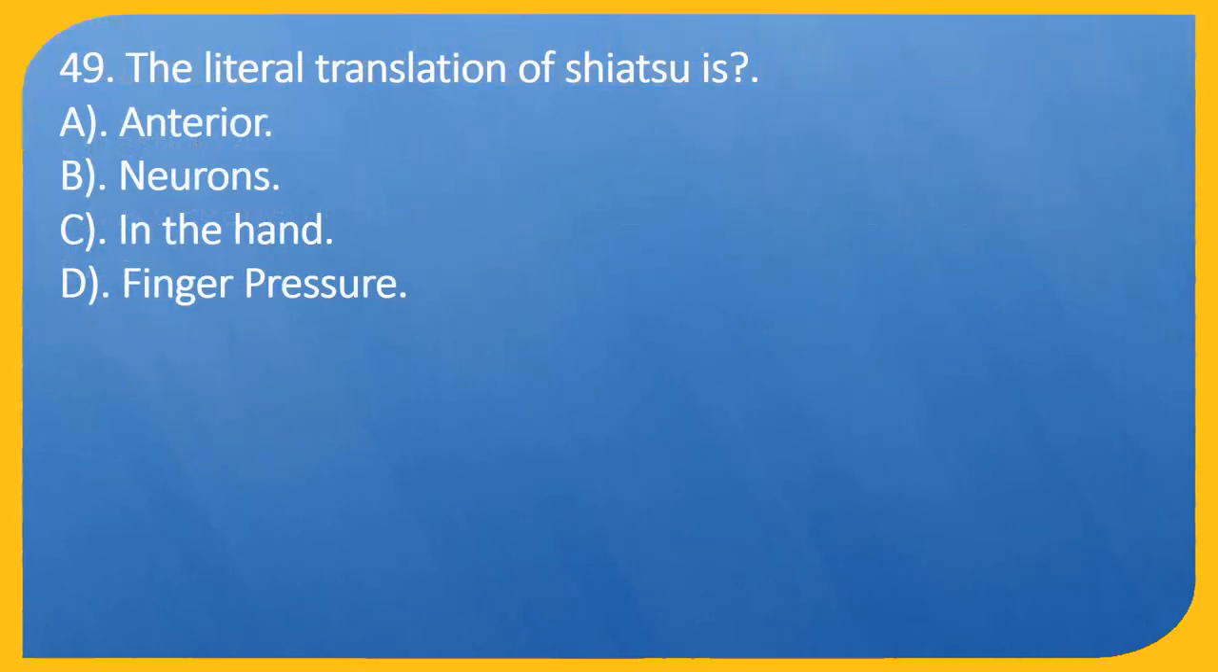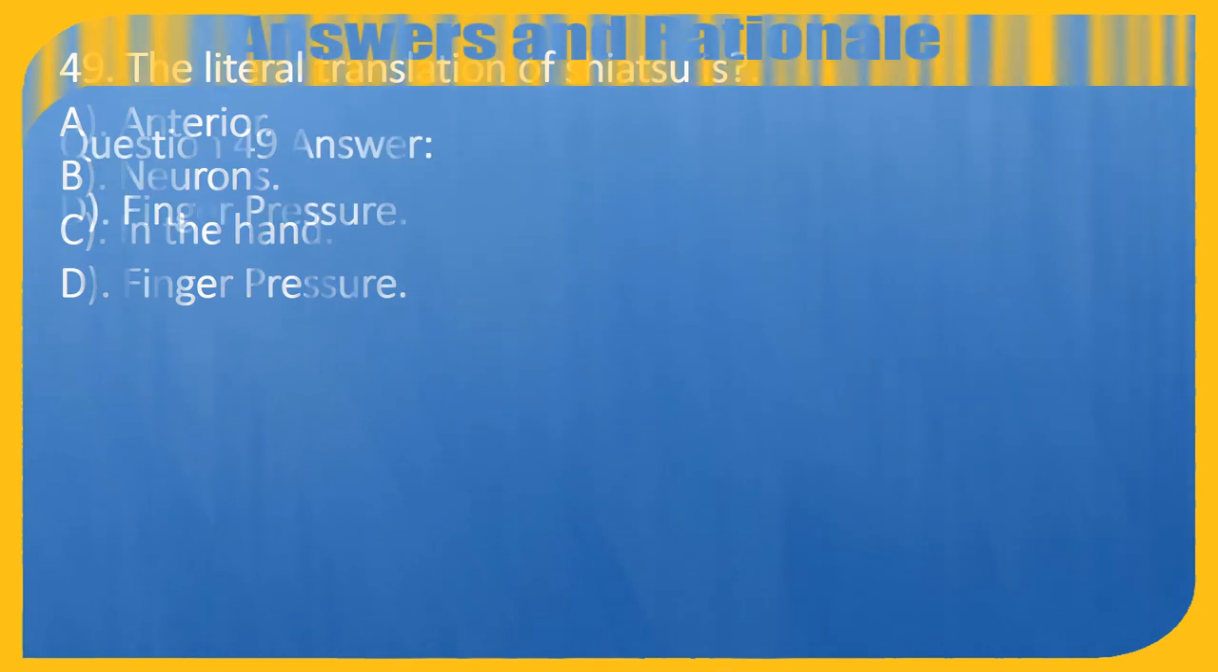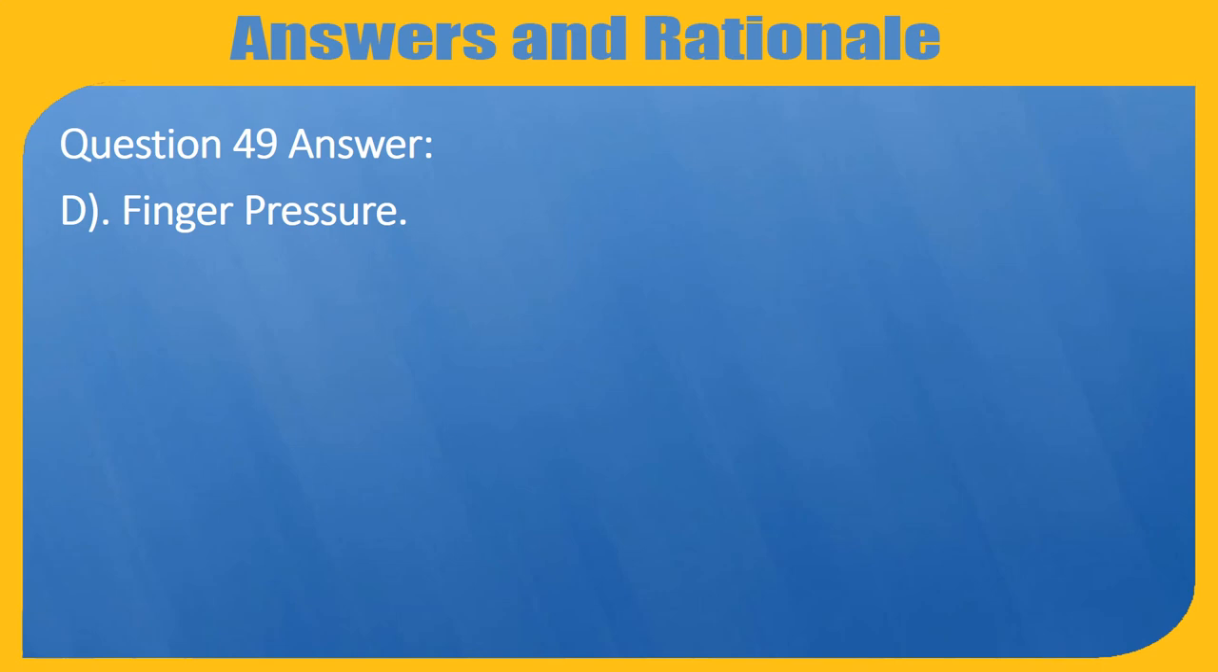Question 49. The literal translation of shiatsu is? A. Anterior. B. Neurons. C. In the hand. D. Finger pressure. Question 49. Answer. D. Finger pressure.